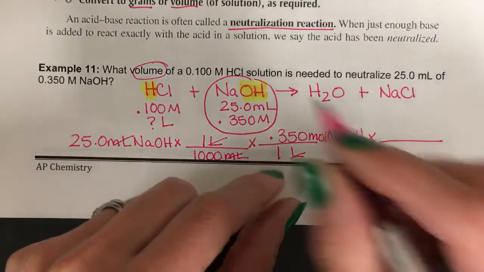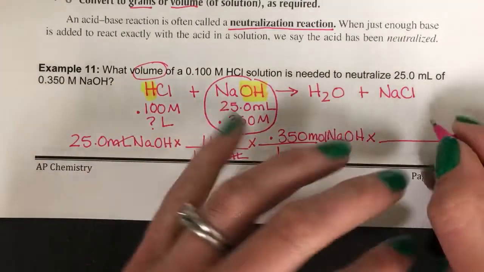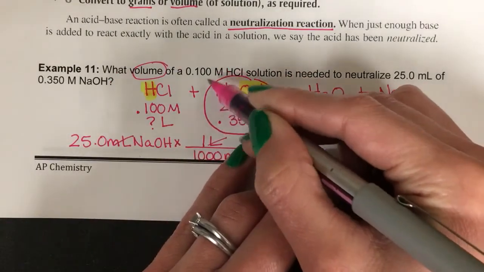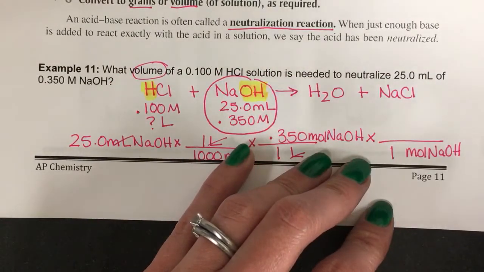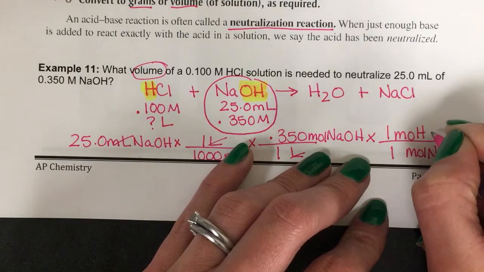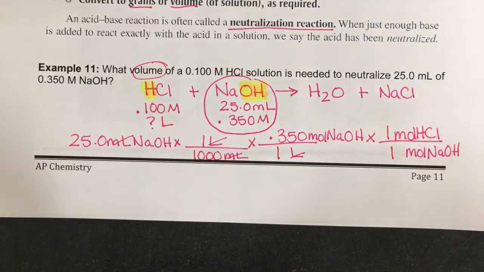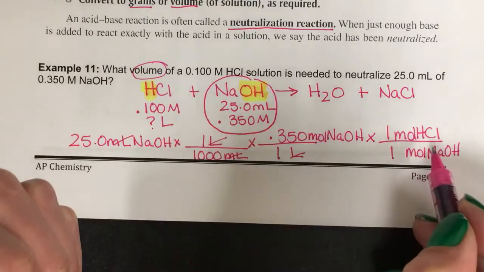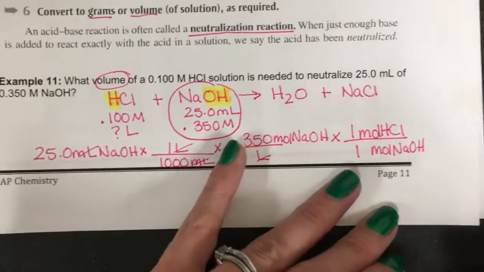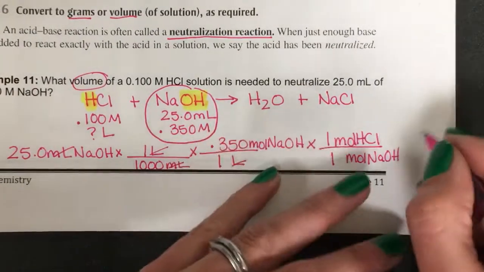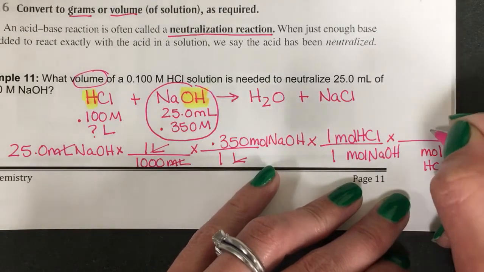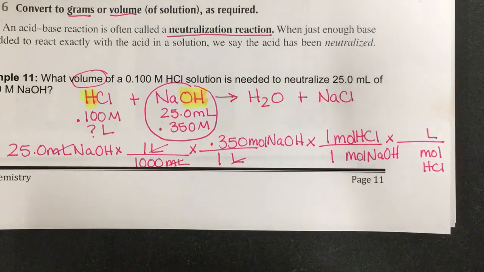Now, I know that I've got moles of NaOH, and according to the reaction, 1 mole of NaOH reacts with 1 mole of HCl. Remember, I'm always looking at my balanced chemical equation to change moles of one element or compound into moles of another element or compound. Now the final step, I'm finding volume. So I need to make moles of HCl go away. I want liters of HCl.